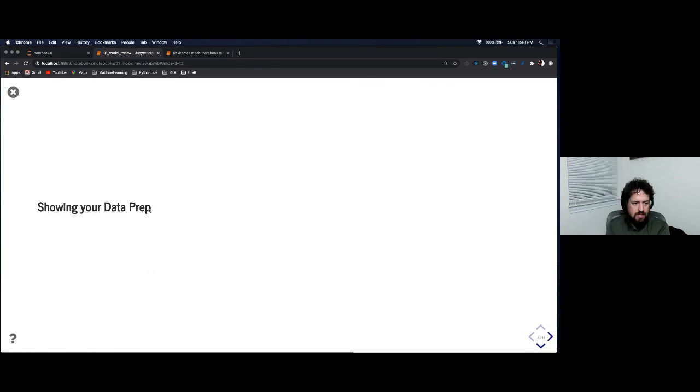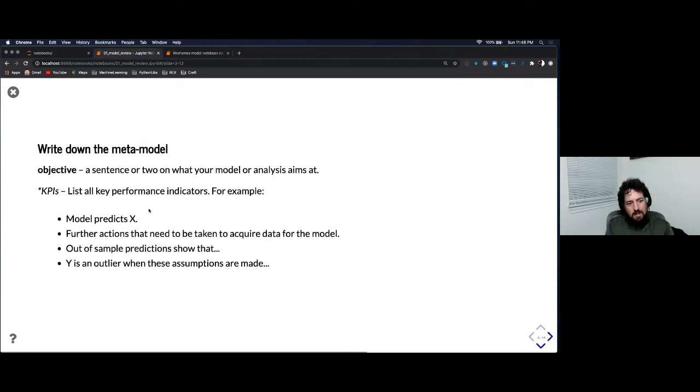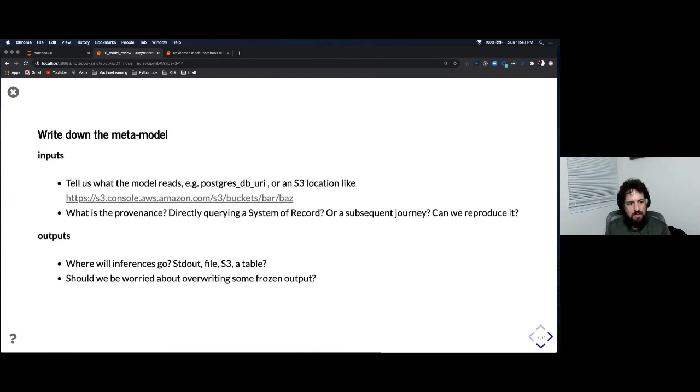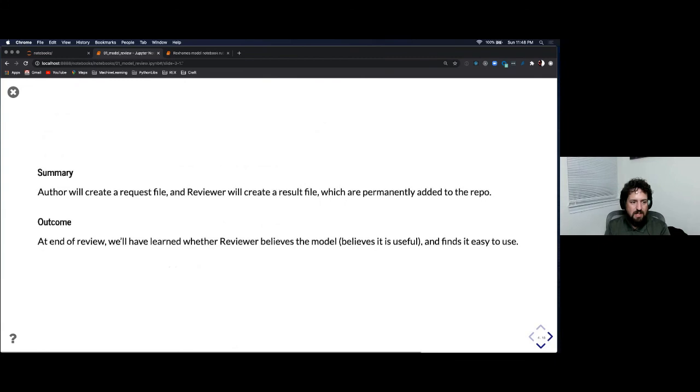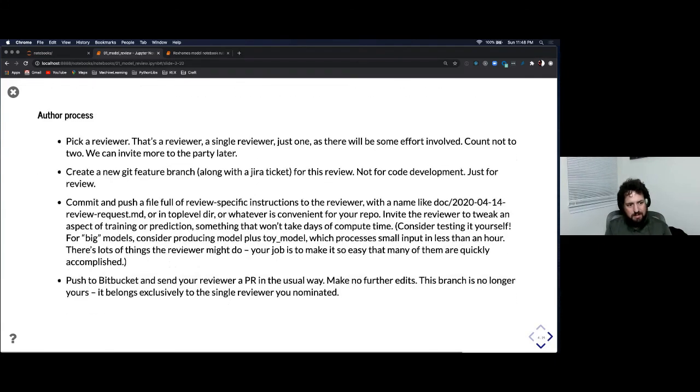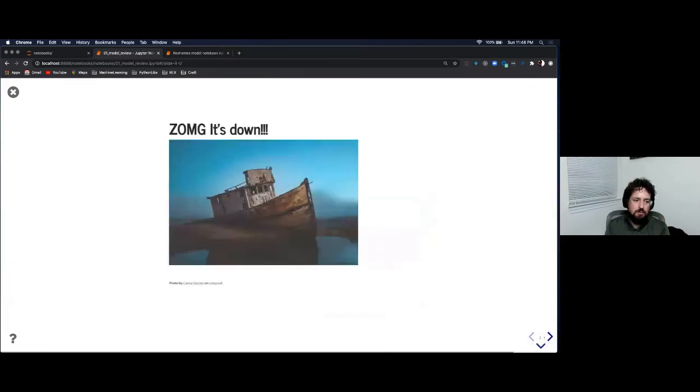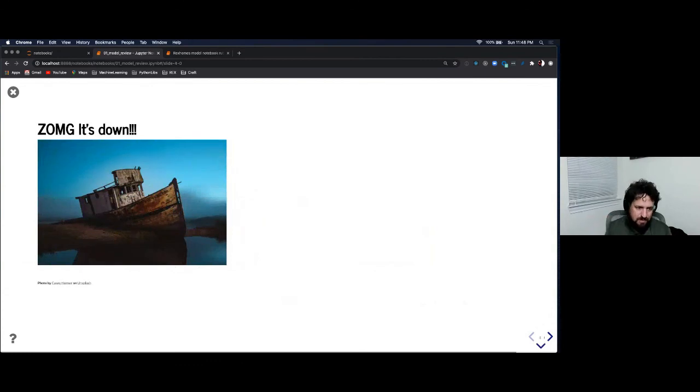We're going over time, so let me move on. As a checklist, I always tell people to write down your meta model, put your objectives, your KPIs, tell us what it's predicting, how we're going to know if it's out of sample, and so forth. And if you go through here, the whole checklist is laid out throughout the whole process in order to prepare your model for production.